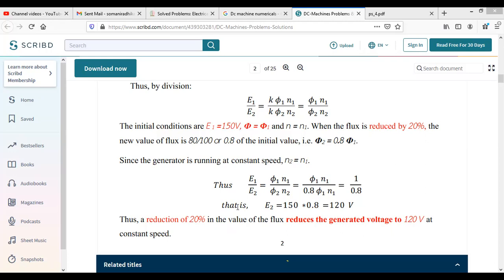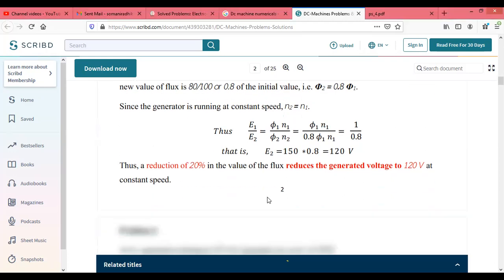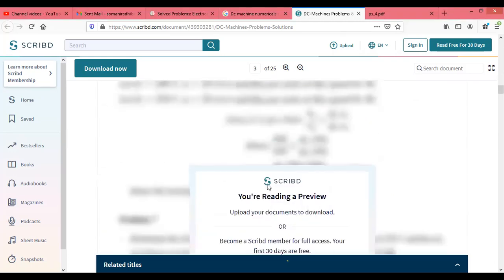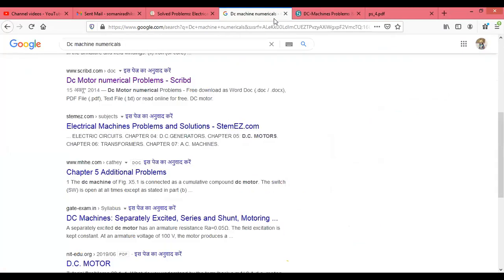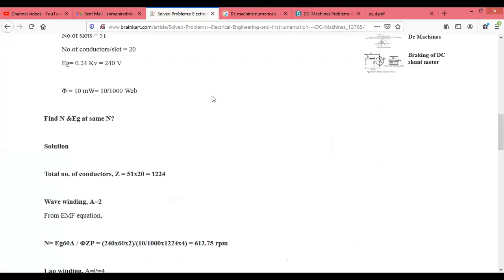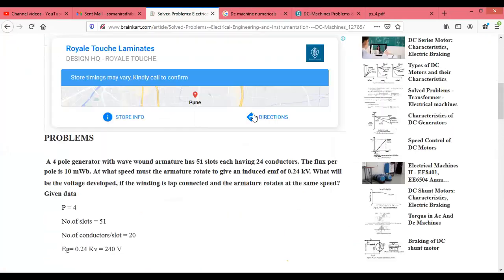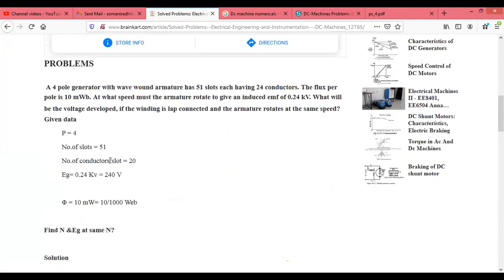Okay, so here I'm sharing another screen. Is this screen visible to you? Yes, ma'am. Pole generator with it is visible. Okay. So here we are having the question like a pole generator.